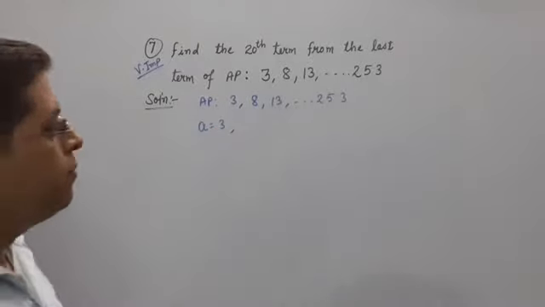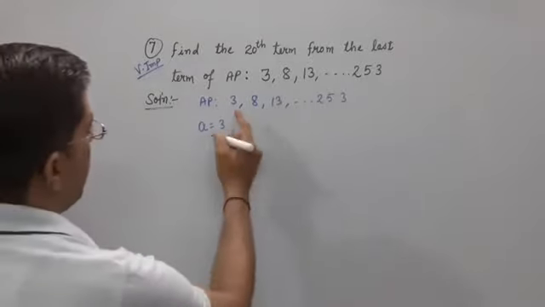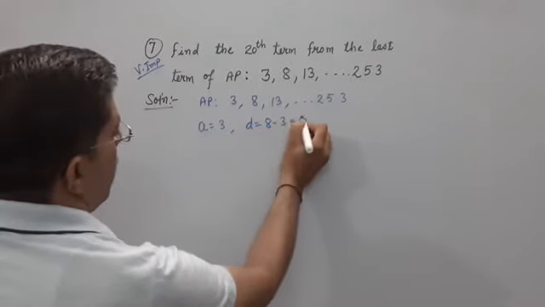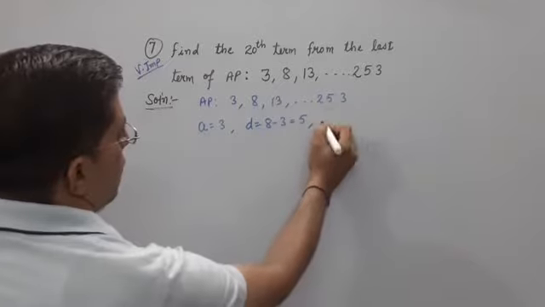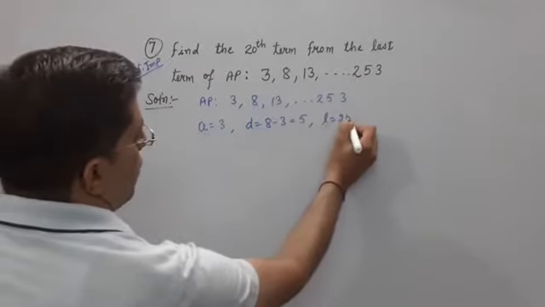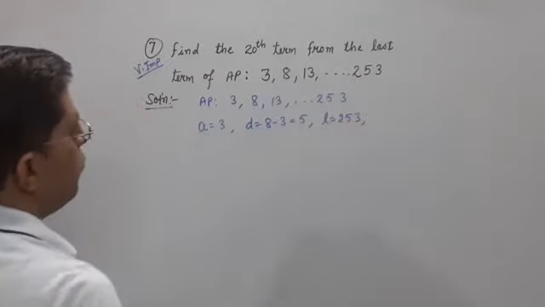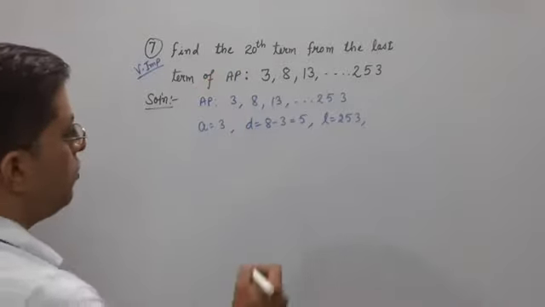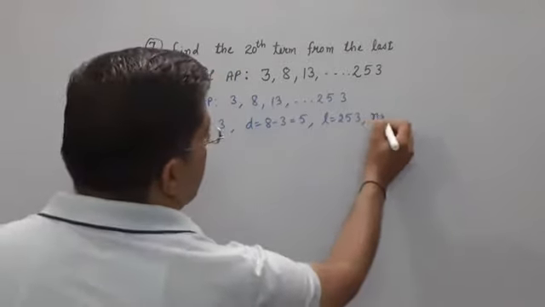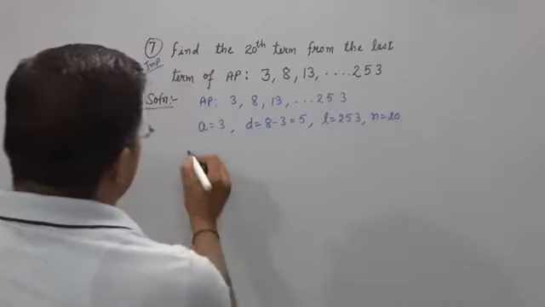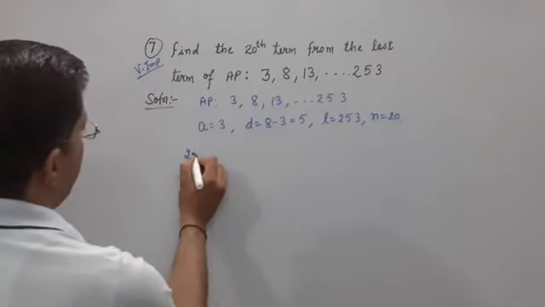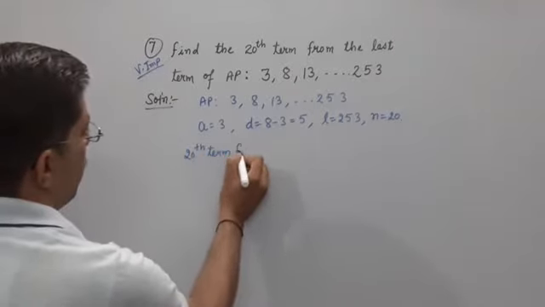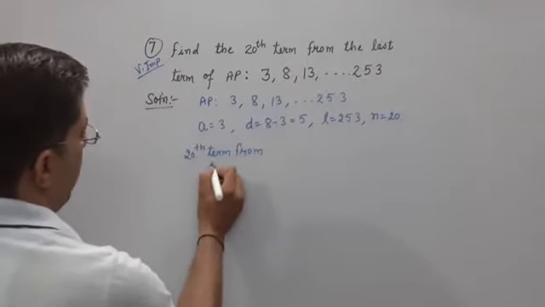See clearly. What is D? D is second term minus first term. 8 minus 3 is 5. What is L? L is the last term, 253. And from the back, which term do we have to find? The 20th term. It means N is equal to 20. We have to find the 20th term from the back.